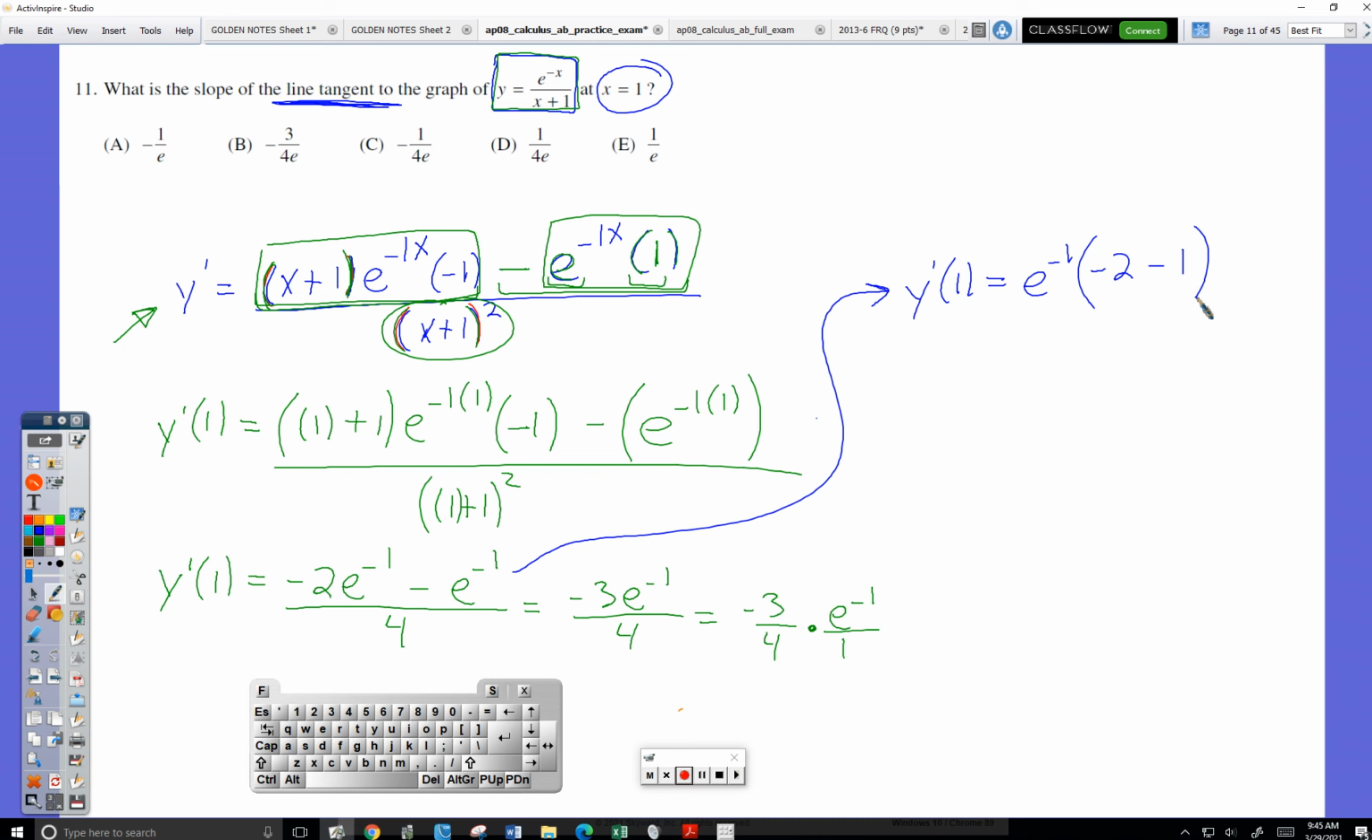So then this can change to this. Don't really like going across the page. This is negative 3 all over 4 multiplied by 1 all over e to the positive 1. Now I can see the answer. Question? Patty?